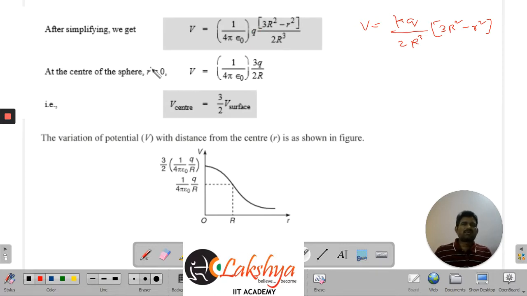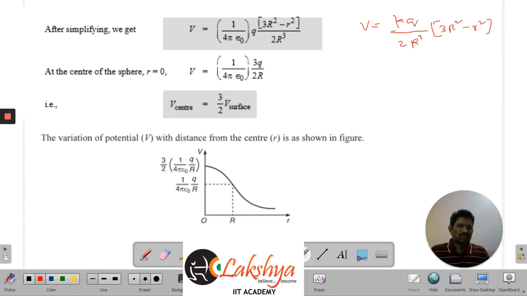Now let us substitute small r is equal to 0. Small r equal to 0 means at the center of this solid sphere. Then you can substitute small r value as 0 here, and you will get 1 by 4 pi epsilon naught 3q by 2R. Whereas 1 by 4 pi epsilon naught q by R is nothing but the potential on the surface. So potential at the center will be equal to 3 by 2 times the potential on the surface.